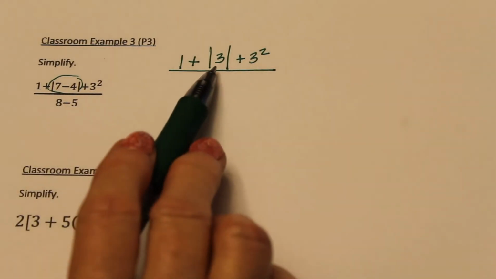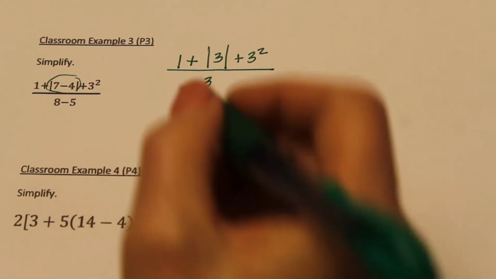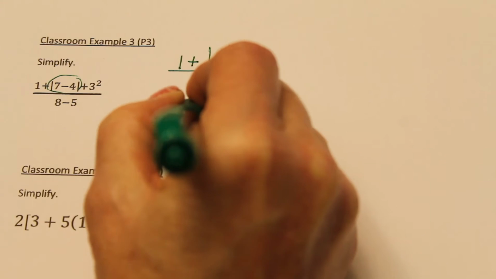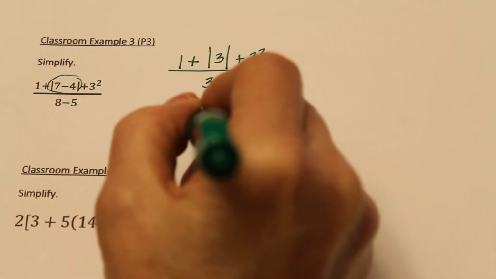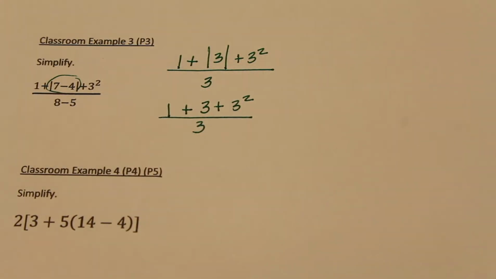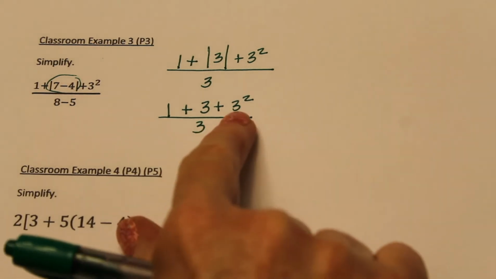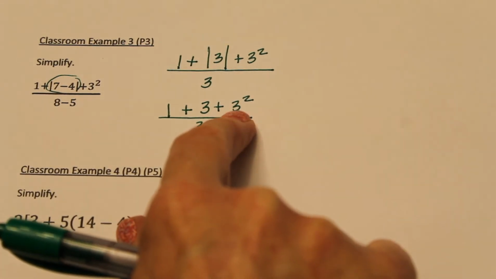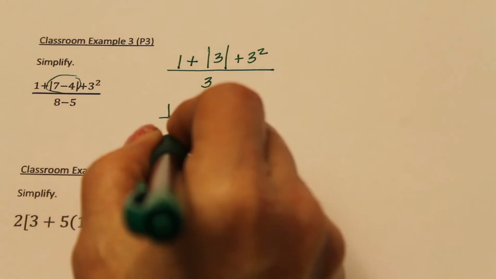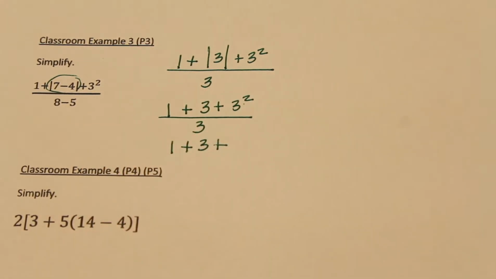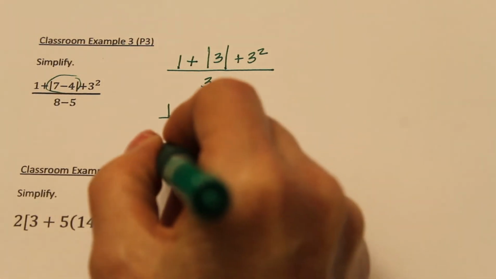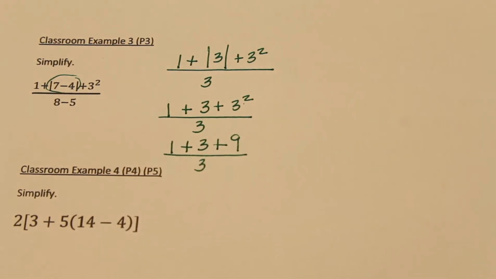So, what is the absolute value of 3? The absolute value of positive 3 is 3, so that's going to become 1 plus 3 plus 3 squared over 3. So now we've gotten rid of all of our parens, and now we need to do exponents, and here's an exponent right here. So bring down the 1, bring down the plus, bring down the 3, bring down the plus, and 3 squared is 3 times 3, which is 9 over 3.